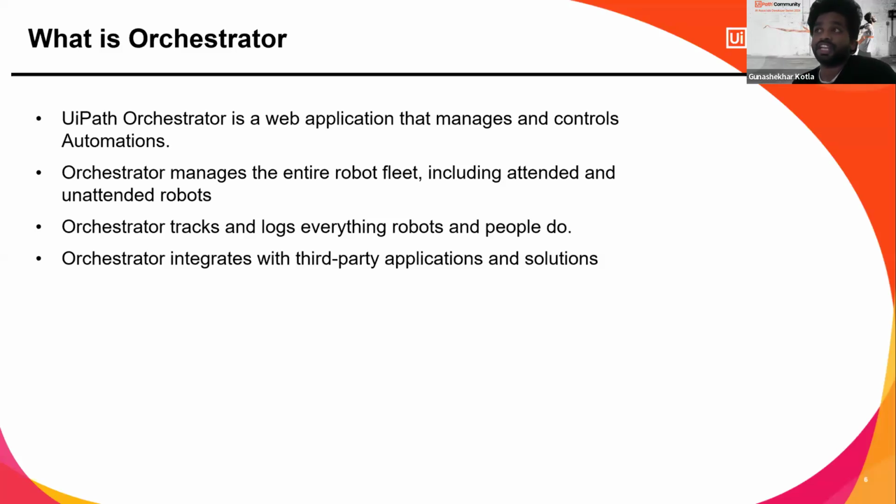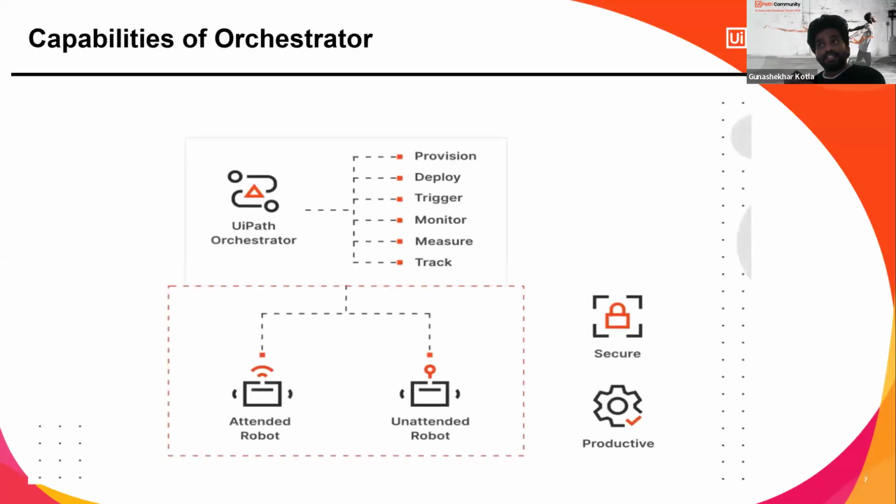It's a web-based application that manages all your automations, and you can run your automations from there. You can store assets or queues, and do vast functionalities using Orchestrator. So let's see some capabilities of Orchestrator. In Orchestrator, you can provision, deploy, trigger, monitor, measure, and track what we are doing using automations in attended and unattended robots.